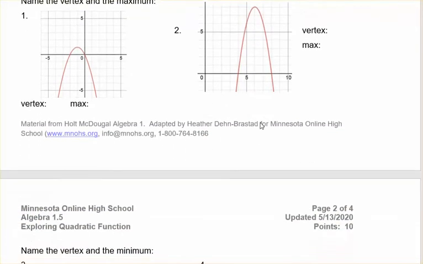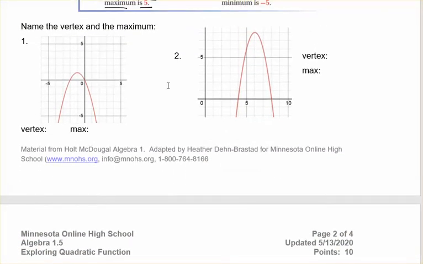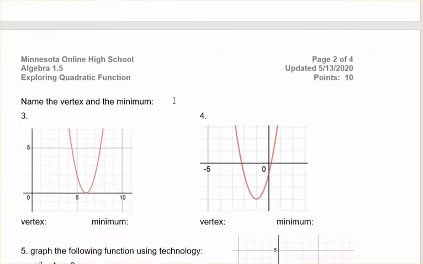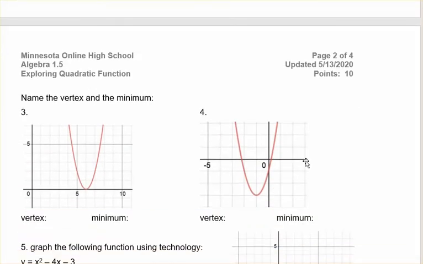You're going to do this for a few graphs. In 1 and 2, these are both opening downward, so you will have a maximum point. In 3 and 4, these are both opening upward, so you will have a minimum point.